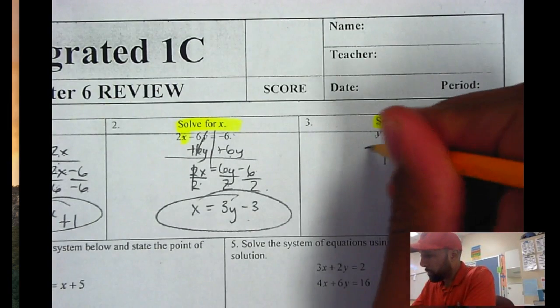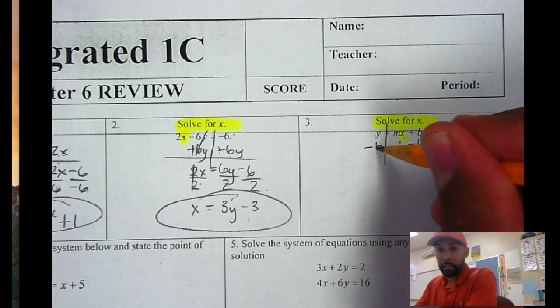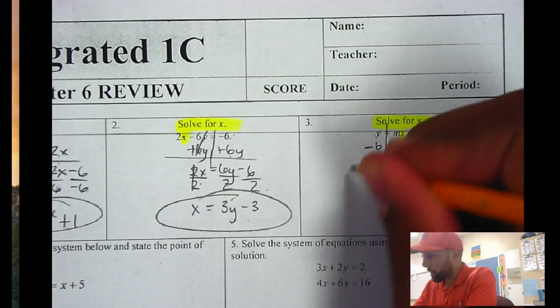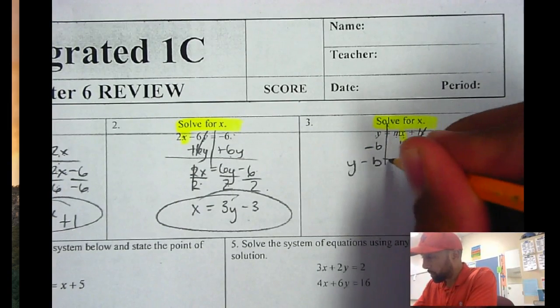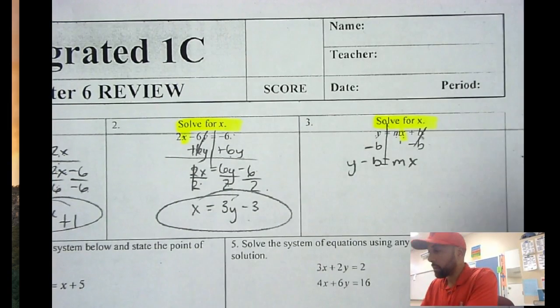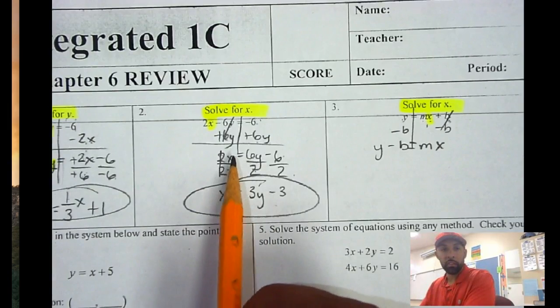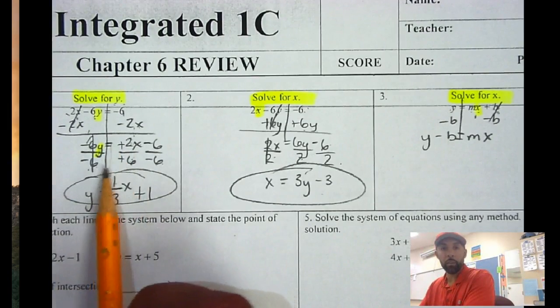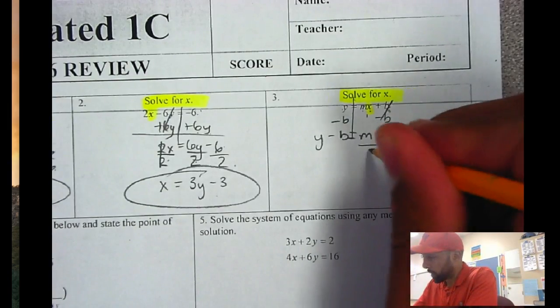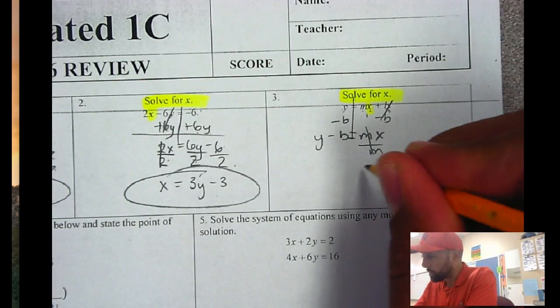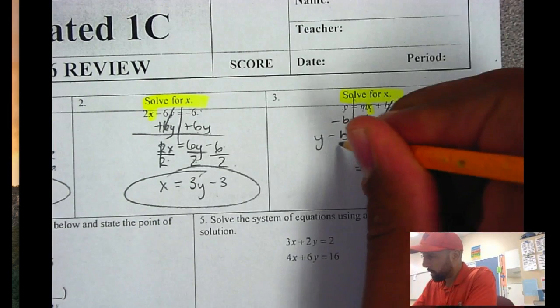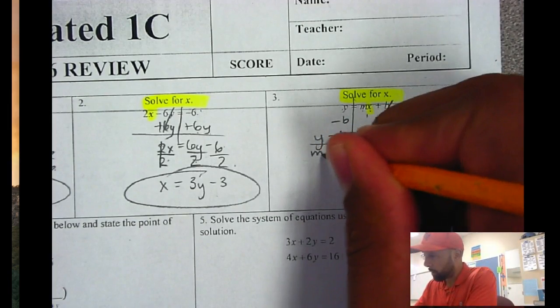So I take away b from here. Obviously, y and b are not the same. So on this side, I'll write y minus b equals m times x. Now the same way that I got rid of the 2 and then that I got rid of the negative 6, I'm going to divide out the m. Divide m here, that becomes 1, so just x. Divide m here and divide m here.